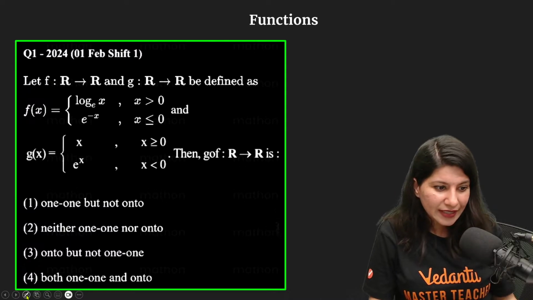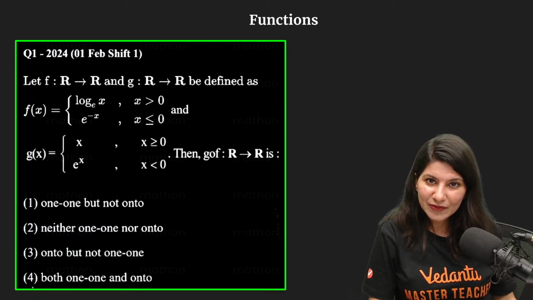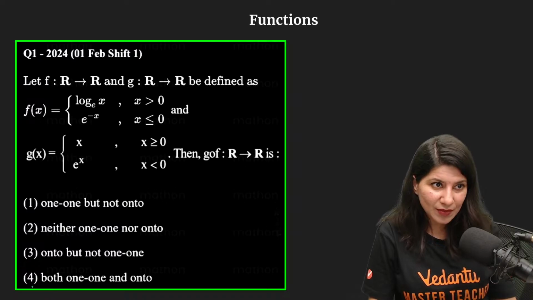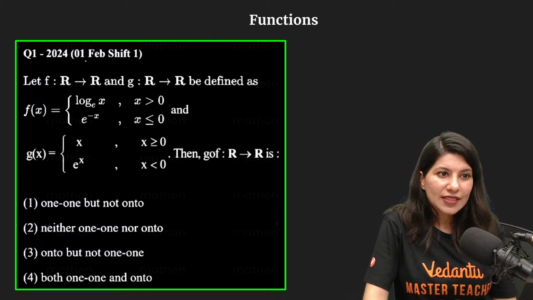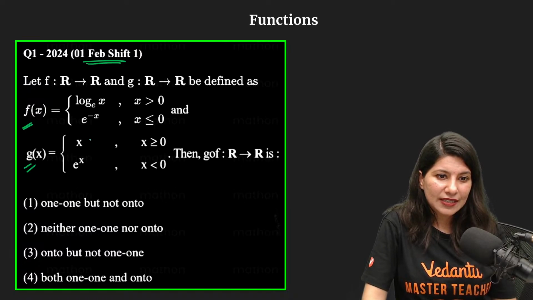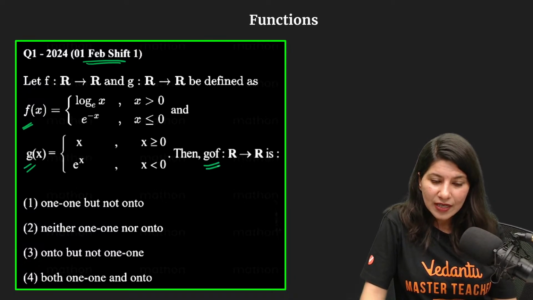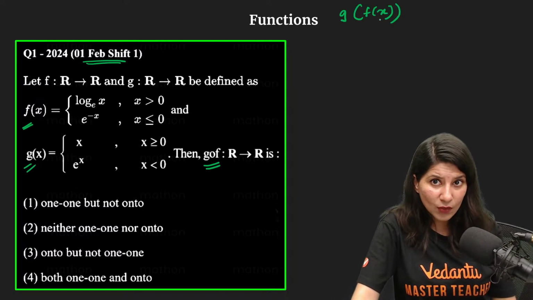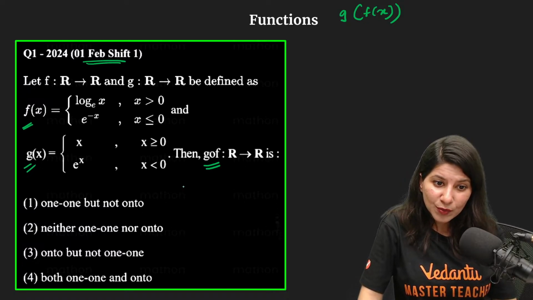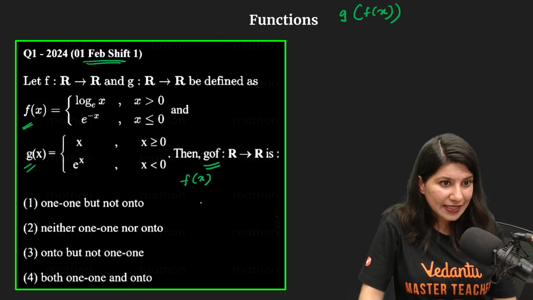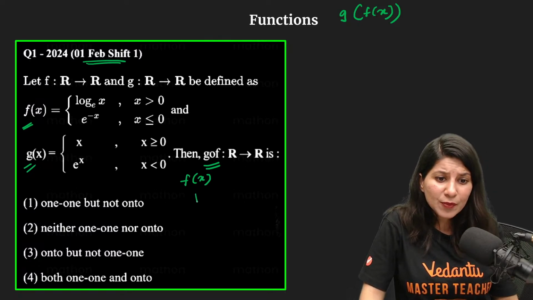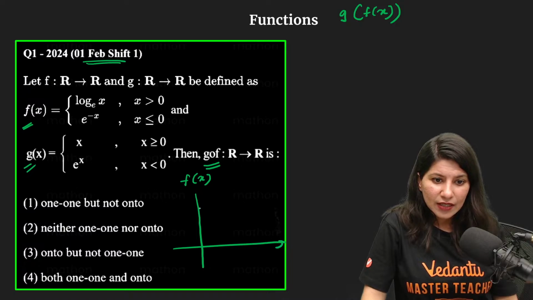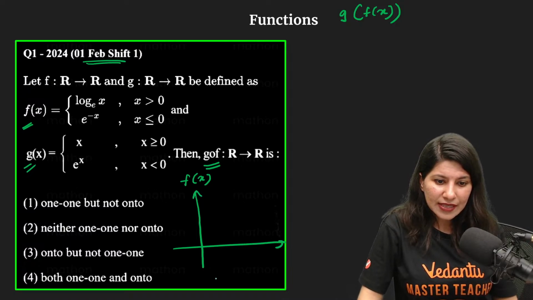Alright, now let us quickly move on to the next problem, which is a little bit graphical question. Let me just show you over here. So this is from February shift 1. This is your f(x), this is your g(x). And now you're looking for g of f. Basically, you have to plot the curve g of f of x. Now understand one thing. To plot the curve of g of f of x, you have to plot f of x first. Let us plot f of x right here. Always plot the inside function.